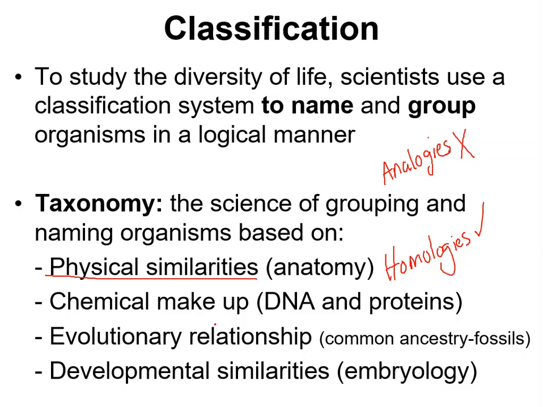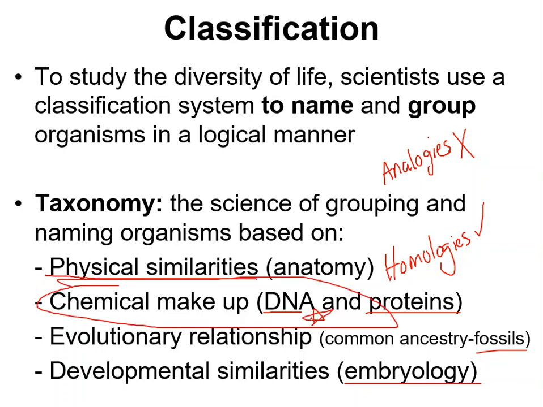You can also look at the chemical makeup. You can look at the molecular data, so the DNA sequences or the amino acid sequences for proteins. The more similar those are between species, the more recent their common ancestor. You can look at evolutionary relationships using, well, again, common ancestry, but fossils as well. And you can look at developmental similarities using embryology. But again, DNA is really where it's at. This is where most of our current lines of research have brought us to. It's the most accurate way to group organisms.